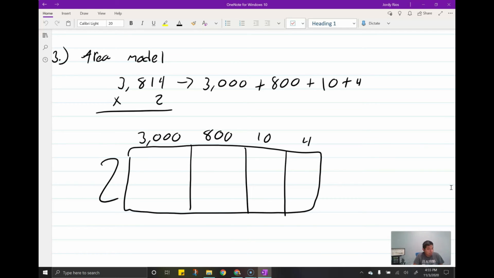2 times 3,000 is what? Remember, power of 10. 2 times 3 is 6, and then add 1, 2, 3 zeros. And then 2 times 8, 2 times 800. So remember, power of 10. 16, and then add how many zeros? 1, 2. Good. 2 times 10, 20. 2 times 4, 8. Now all I gotta do is just go ahead and add these numbers up.